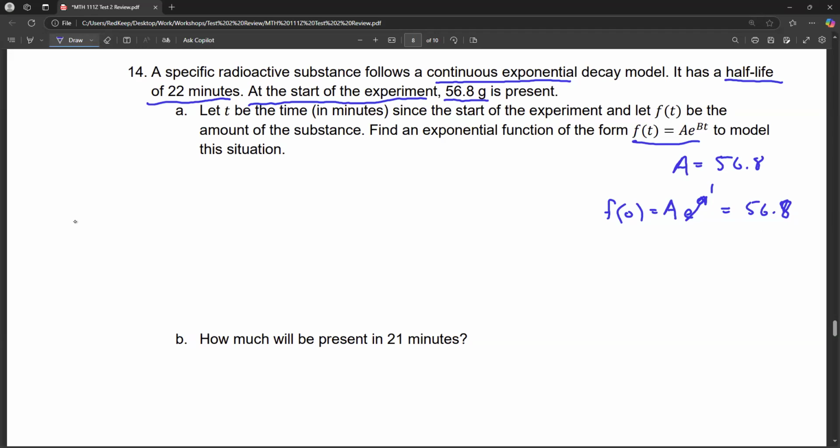They tell us the half-life, right? The half-life is 22 minutes. And so what that means is after 22 minutes, or when t is equal to 22, f of 22, or the amount left after 22 minutes, is half the amount from the initial.